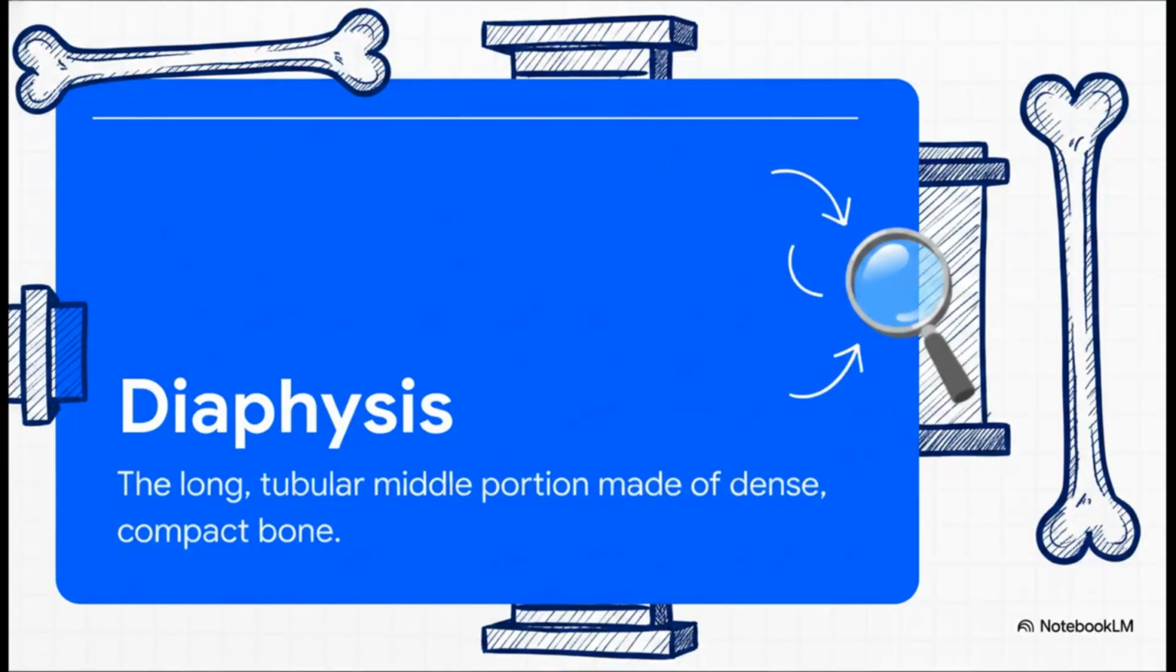Section 2. Macrostructure, shaft and ends. So, if you're holding a long bone in your hand, the most obvious feature is that long tubular middle section, right? We call this the diaphysis, or the shaft. You can kind of think of the diaphysis as the strong, dense central pillar of our biological lever. It has to withstand immense weight and bending forces, which is exactly why it's constructed primarily of incredibly dense, compact bone. It's the rigid core of the whole structure.